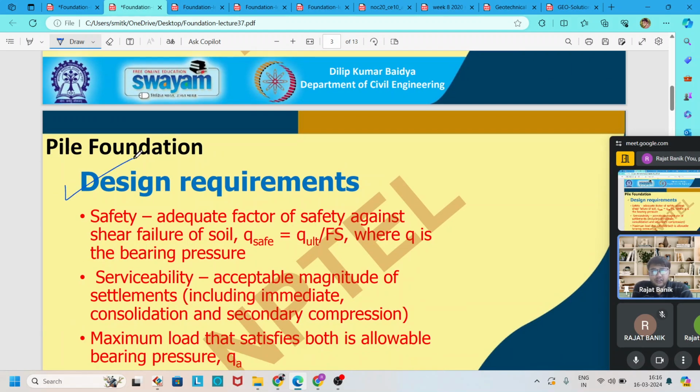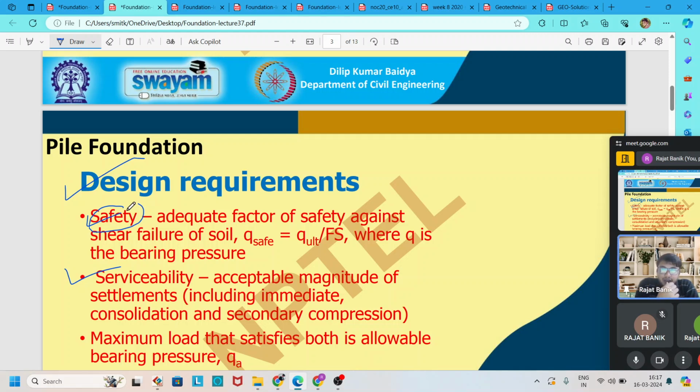Then the design requirement for this type of foundation, or any type of foundation. First we come across two major components for our design: one is safety, another one is serviceability. For safety, there should be adequate bearing capacity in the soil, which takes care of the structural load.